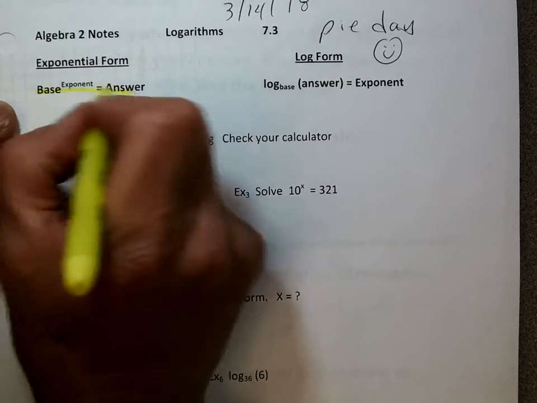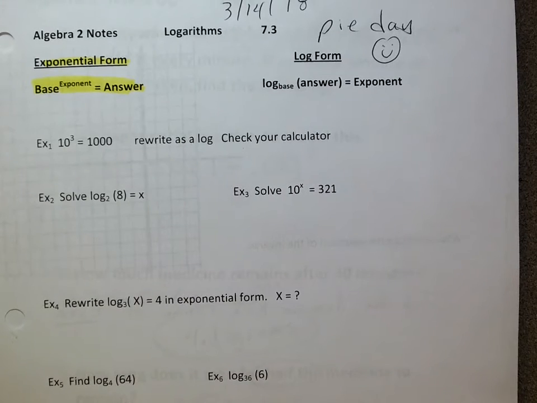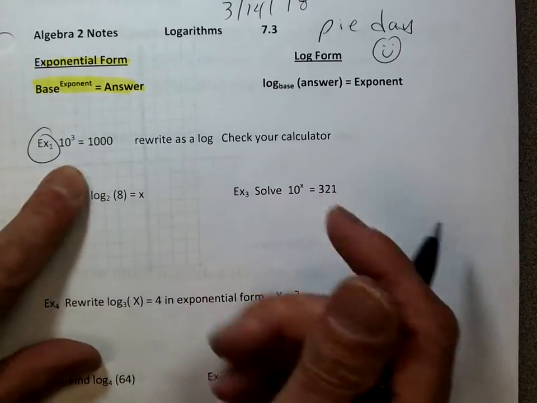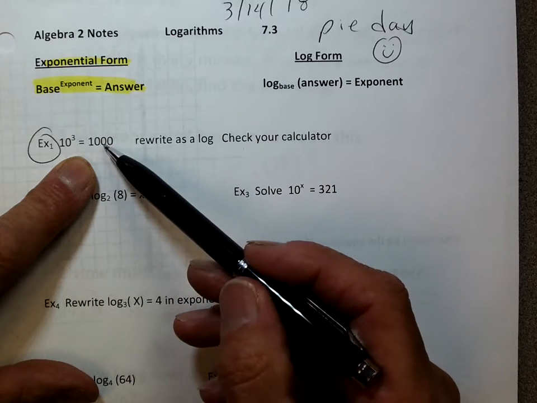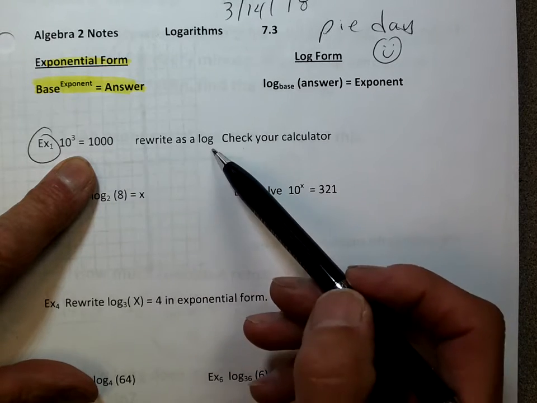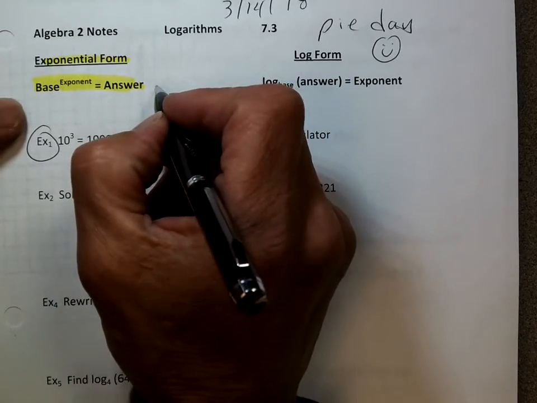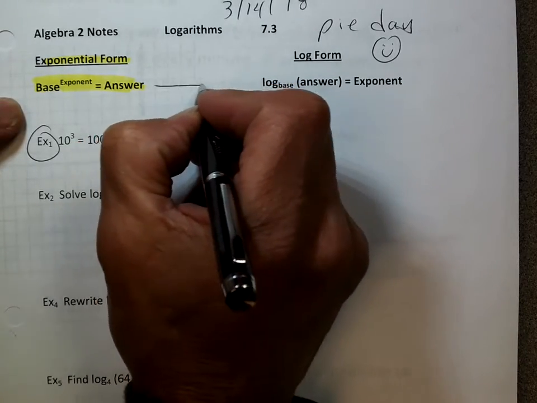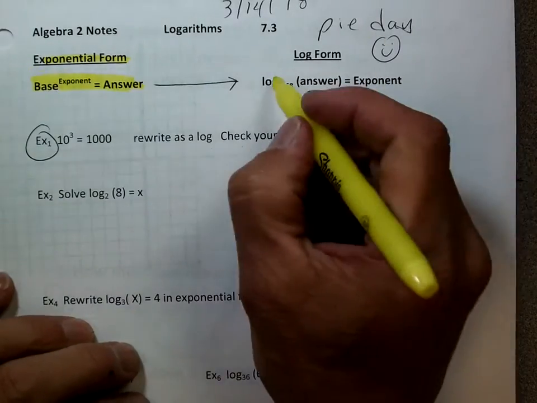So logarithms help us deal with exponents. Okay, so we'll just start right there, what we call exponential form. So I've got example 1. We want to take something that's in exponential form, and we're going to change it into what we call log form. We're going to do a transposition. We're going to take our problems and transpose them into log form.